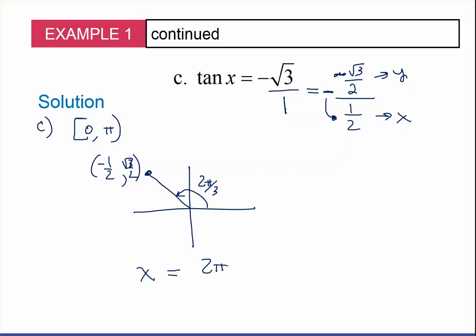2 pi over 3 plus, now careful here, it's n pi, right? Because the period for tangent is just pi. So every pi, it's going to start repeating itself. All right, let's go just a little bit more in depth on it, just to make sure we understand this here.